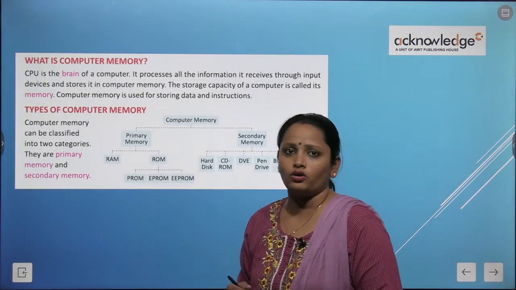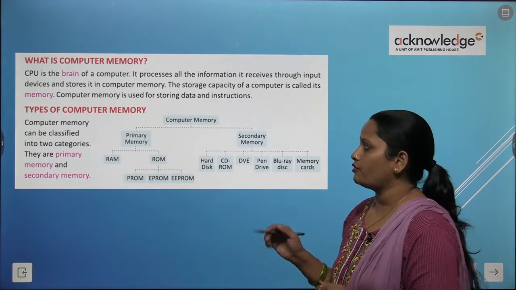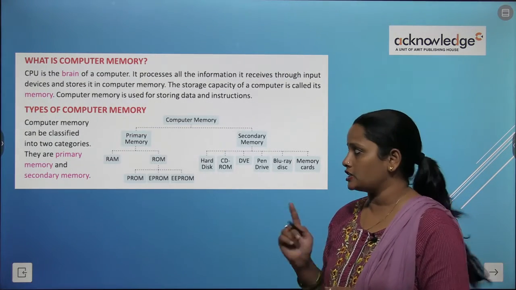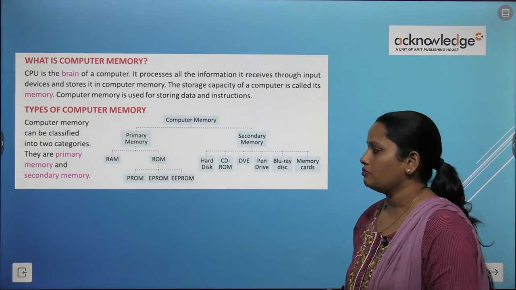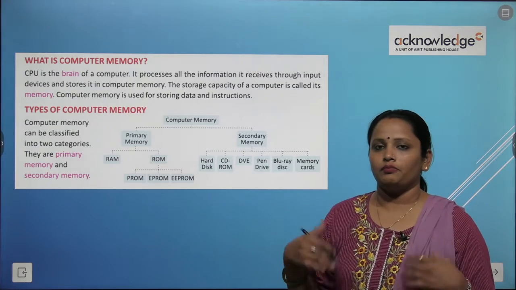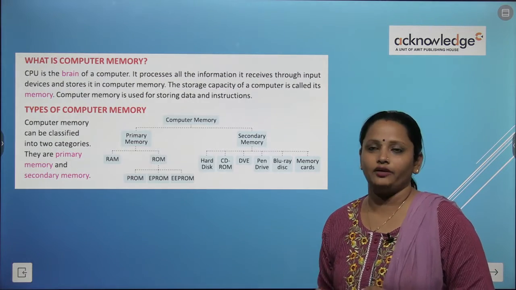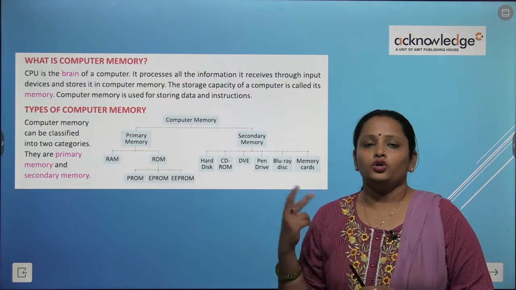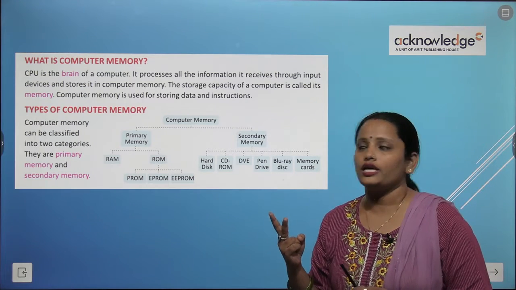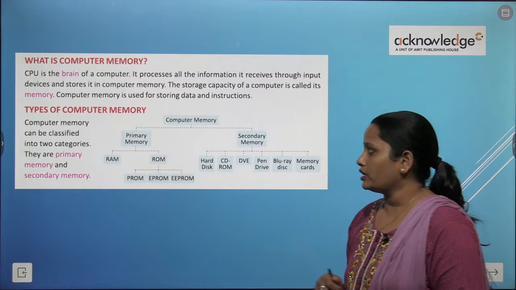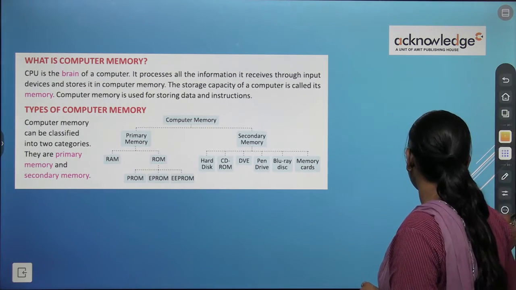Now let's read about the types of computer memory. Computer memory can be classified into two categories. दो parts में divide किया गया computer memory को. They are primary memory and secondary memory. तो जैसे हमारे बॉडी में जो ब्रेन होता है उसके भी दो साइड्स होते हैं, लेफ्ट और राइट ब्रेन, वैसे ही कंप्यूटर मेमोरी भी टू पार्ट्स में डिवाइड की गई है. The first one is primary and the second one is secondary. So here we can see the picture और इसके थ्रू हम आसानी से इसे समझ सकते हैं.